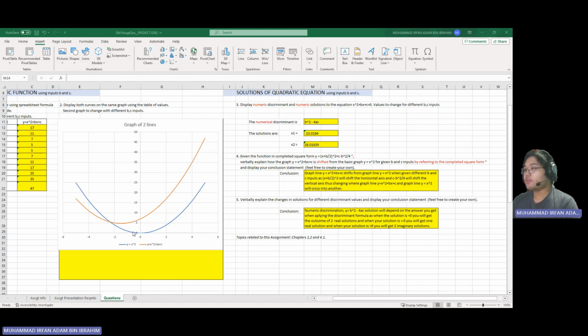Numeric discriminant formula b to the power of 2 minus 4ac: the solution will depend on the answer you get when applying the discriminant formula, as when the result is more than 0, you will get two real solutions, and when your result is equal to 0, you'll get one real solution, and when your result is less than 0, you will get two imaginary solutions.